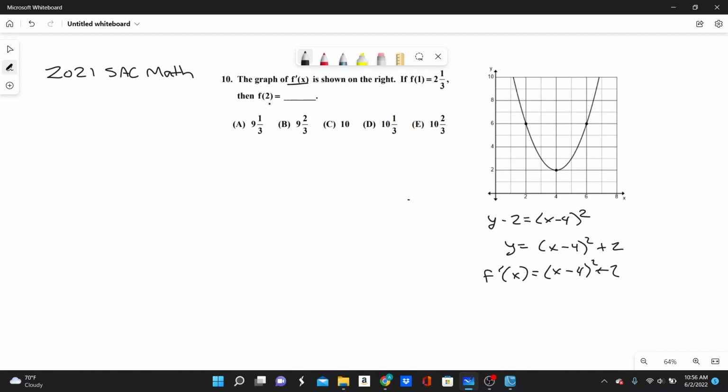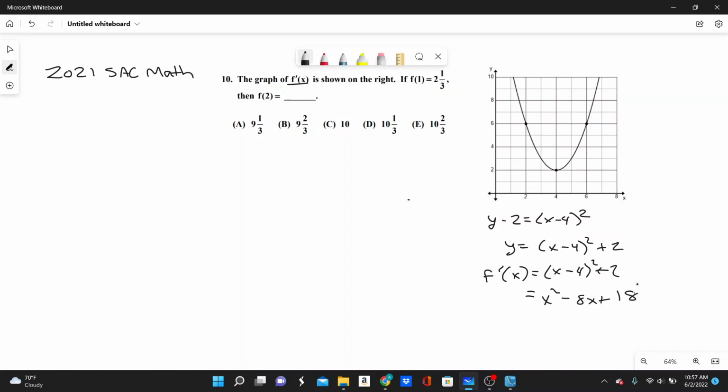Now, anytime you're trying to find the original function, like f of x, when you're given f prime of x, the derivative of f, you have to take the antiderivative. So the way we're going to do that, I'm going to first expand this on the right. So (x minus 4) squared, doing a little bit of distributive property, we get x squared minus 8x, and then plus 16, but with the additional plus 2, we have plus 18.